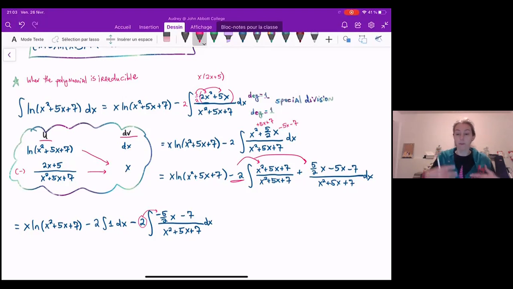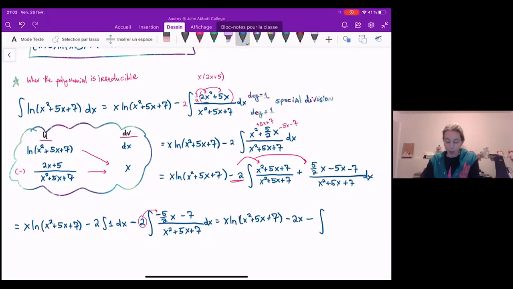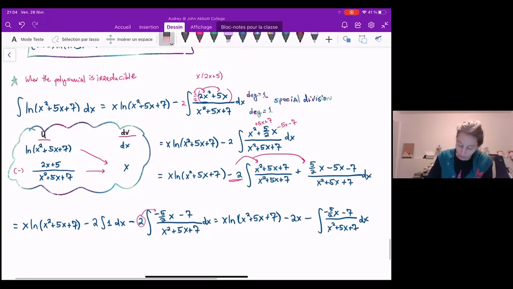It's also going to be helpful for keeping track of all of the constants I end up with, because this problem is going to get a little bit bigger. We're going to have quite a few sub-steps here. So I'm going to redistribute the 2 and at the same time take the integral of 1. So I'll have minus 2x minus the integral of negative 5 over 2x minus 7 over x squared plus 5x plus 7 dx. And I just talked all about distributing that 2 and then didn't do it. Lovely. So here we will have negative 5x minus 14.